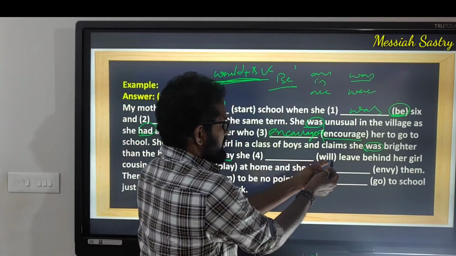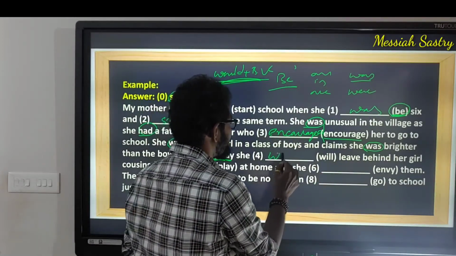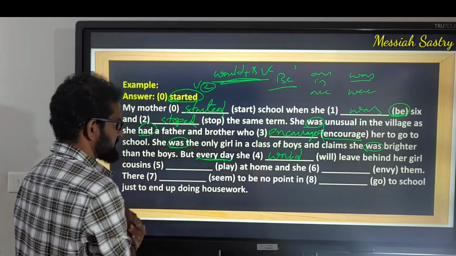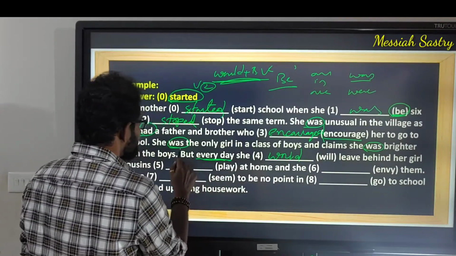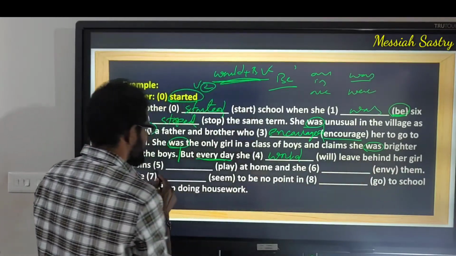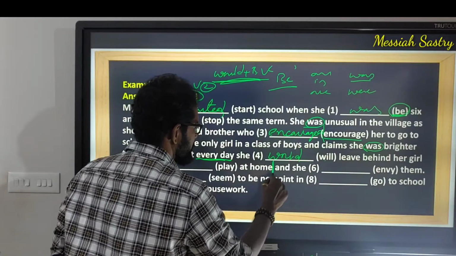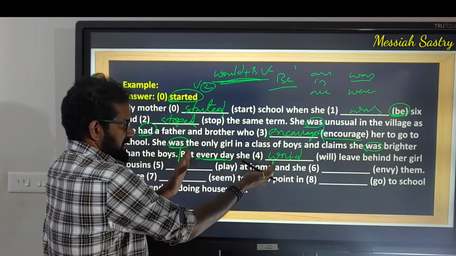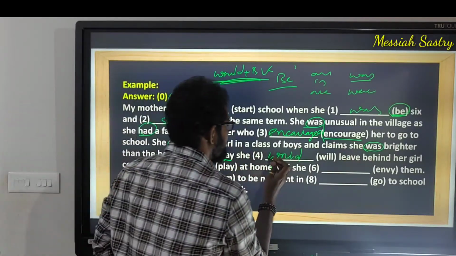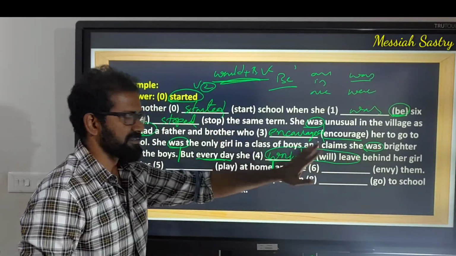So will is given in the bracket. We are writing the past. Will, past is would. Would leave behind her girl cousins. But every day she would leave behind her girl cousins, play at home. So this is a main clause. Already we have one main verb. Would leave is a main verb.